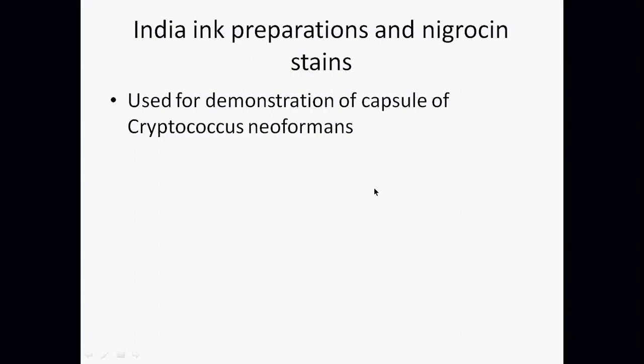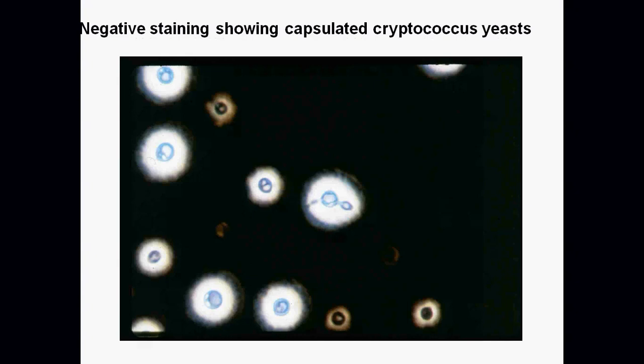Now a third variety of microscopy that can be done in diagnosis of fungal infection is India ink preparation and nigrosin stain. This is used for the demonstration of the capsule of Cryptococcus neoformans. Those fungi which are capsulated do not allow the dye to penetrate inside and stand out against a dark background. So that is the India ink preparation.